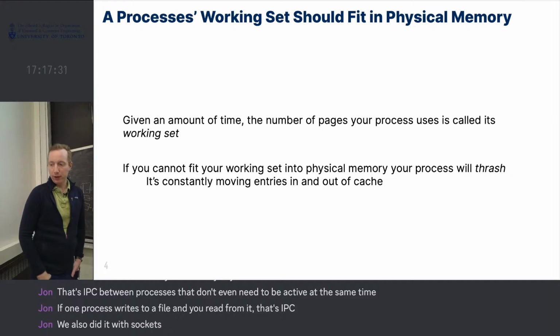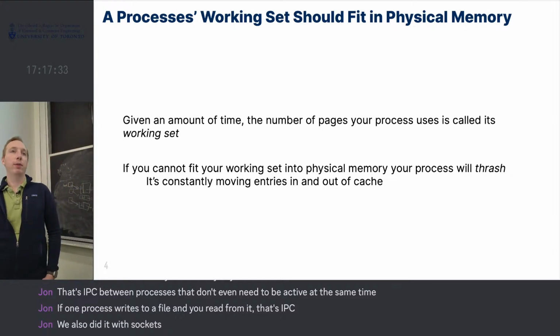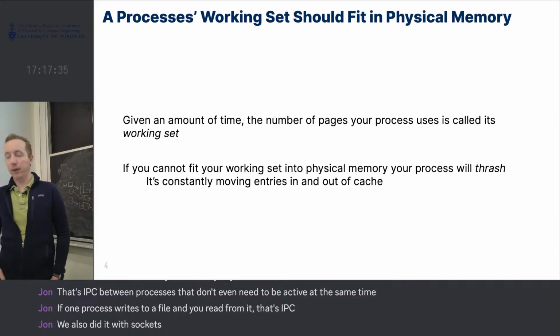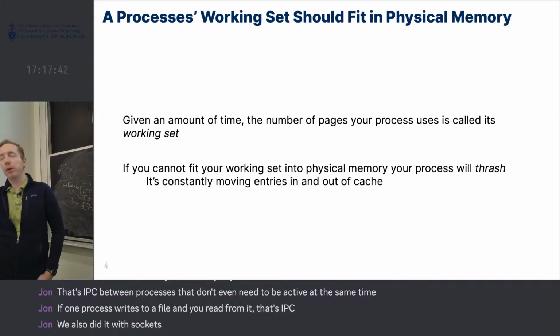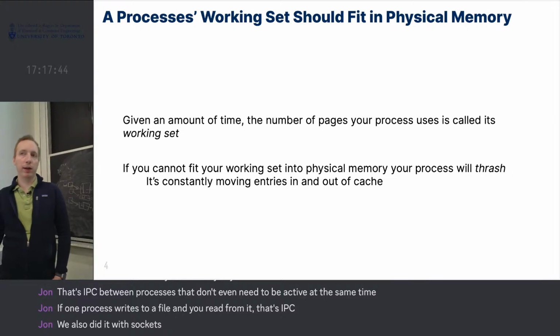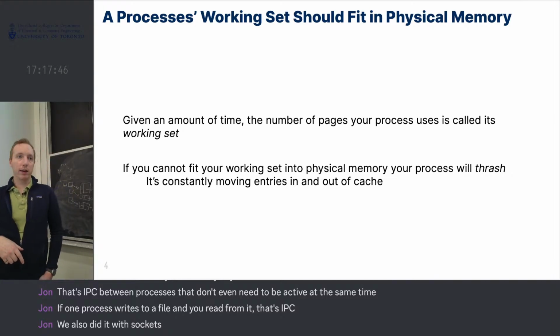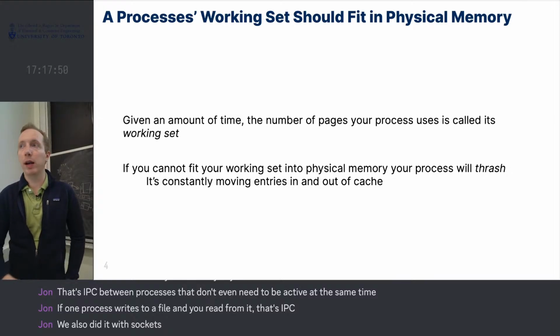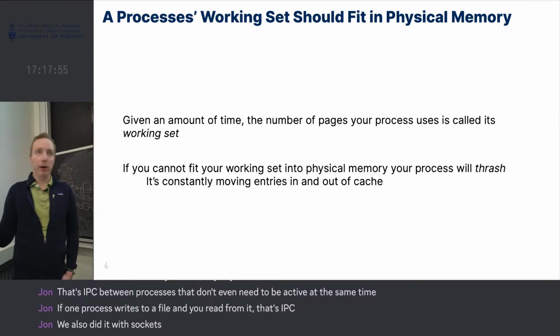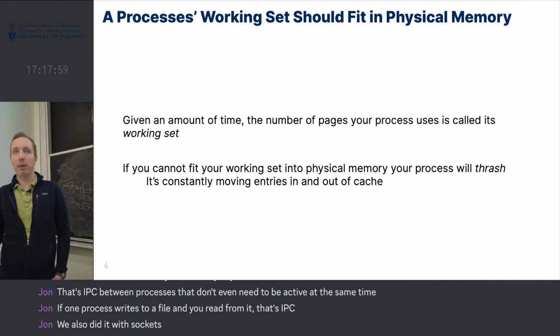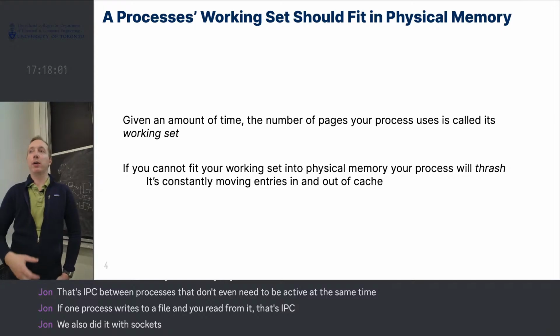With this, we could consider a process's working set. What's a working set? A working set is just the number of pages that a process uses in a given amount of time, typically from when it gets context switched in to when it gets context switched out. Ideally, you would like all those pages to be in physical memory so you don't have to go to disk to get them, because otherwise that would be slow. If you can't fit all the memory your process uses in a certain amount of time into memory, your process may do something called thrashing.